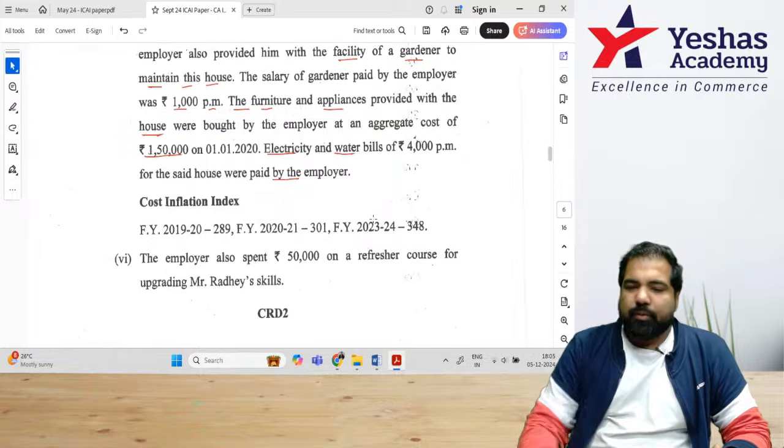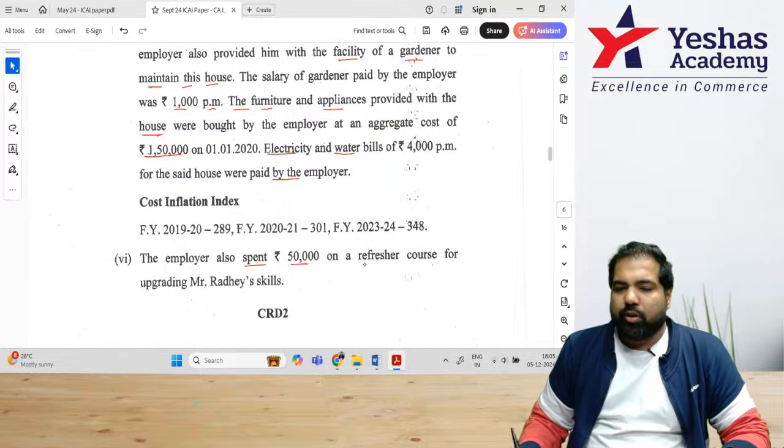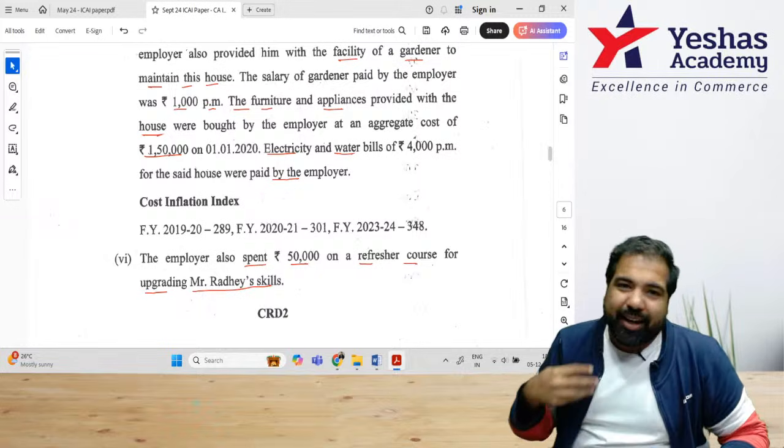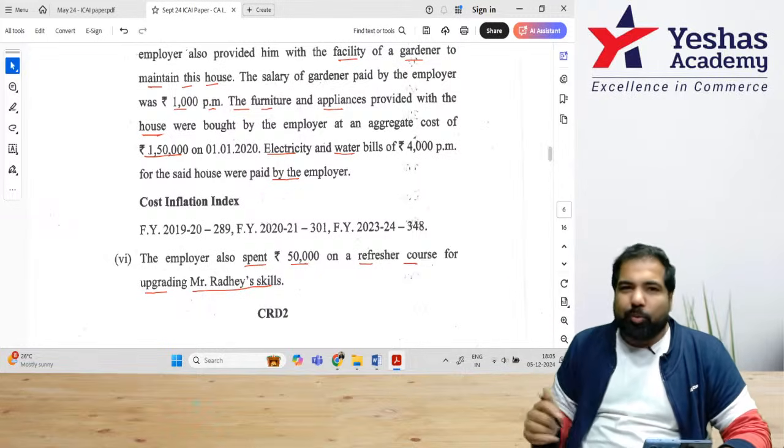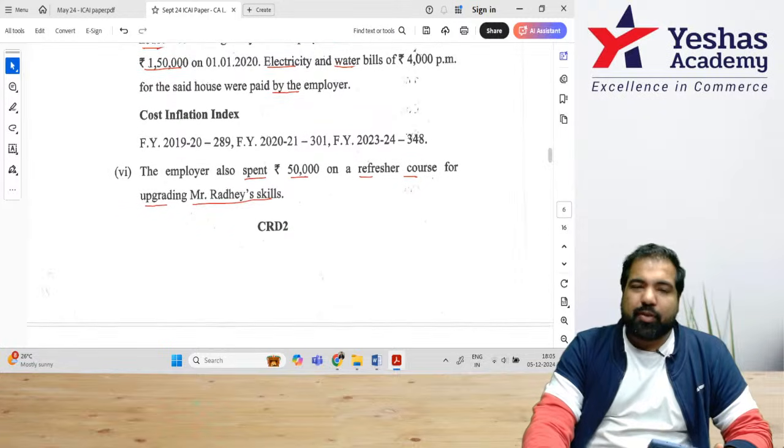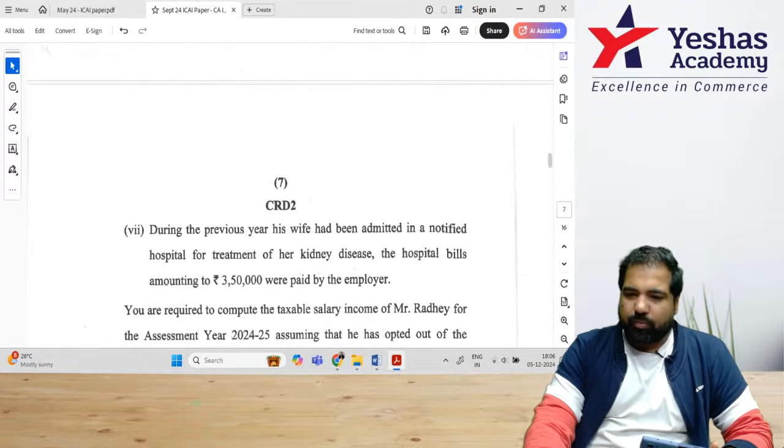Guys, this is it. The employer also spent 50,000 on a refresher course for upgrading Mr. Radhe's skills. Guys, you are getting upgraded. Master is paying. No problem, guys. This is not a perquisite. We've discussed this already in class.